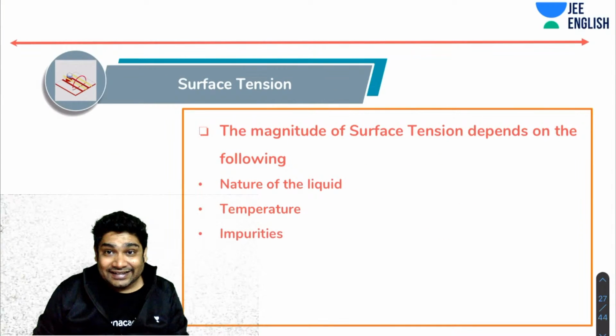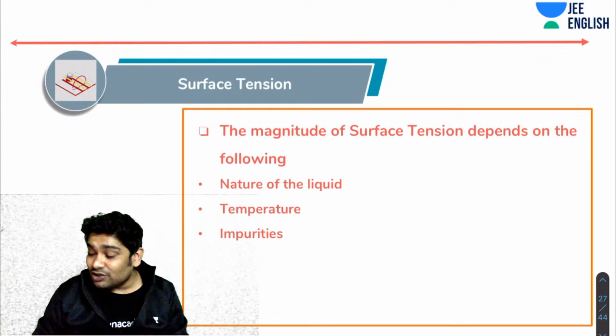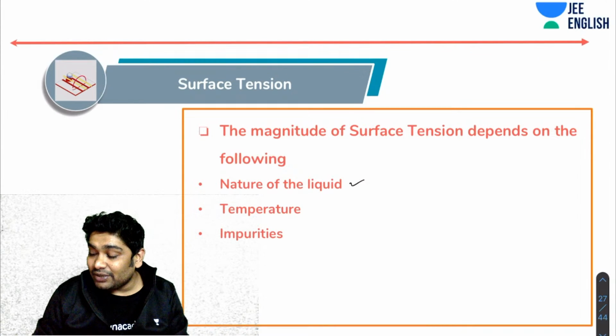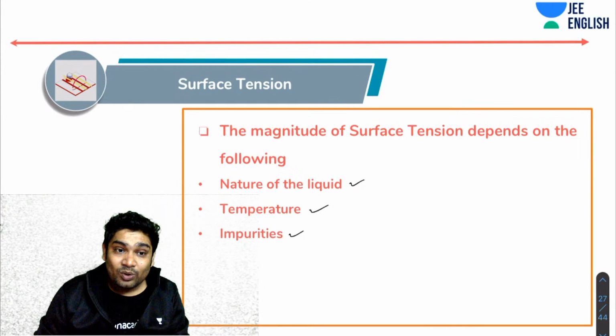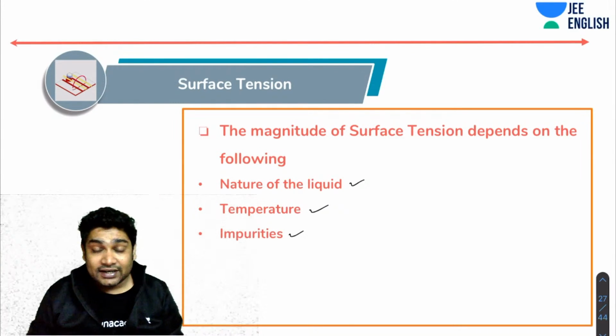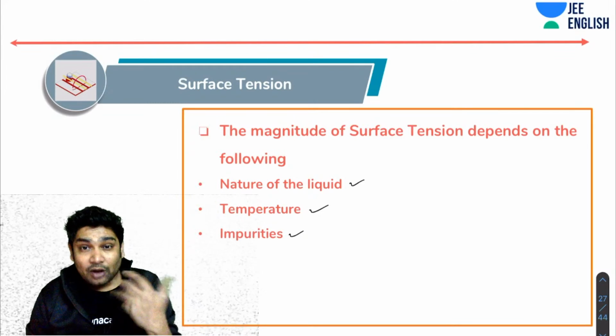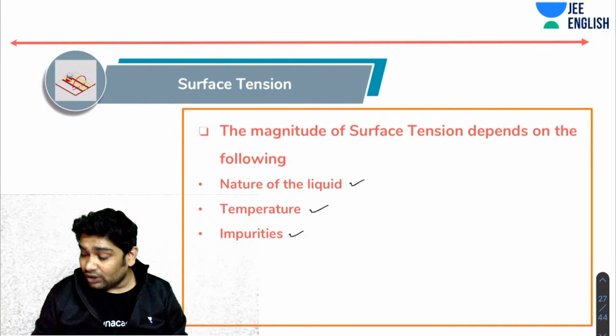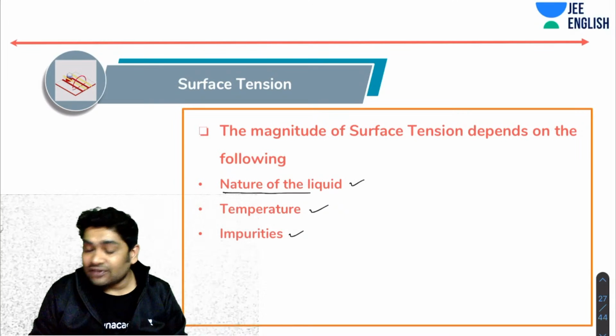All right. Next, this magnitude of surface tension depends on the nature of the liquid, the temperature, and the impurities. First of all, I told you what is the reason for surface tension. It is the intermolecular attraction. Now, how strong that intermolecular attraction is will depend on the nature of the liquid. That is why this is a factor.